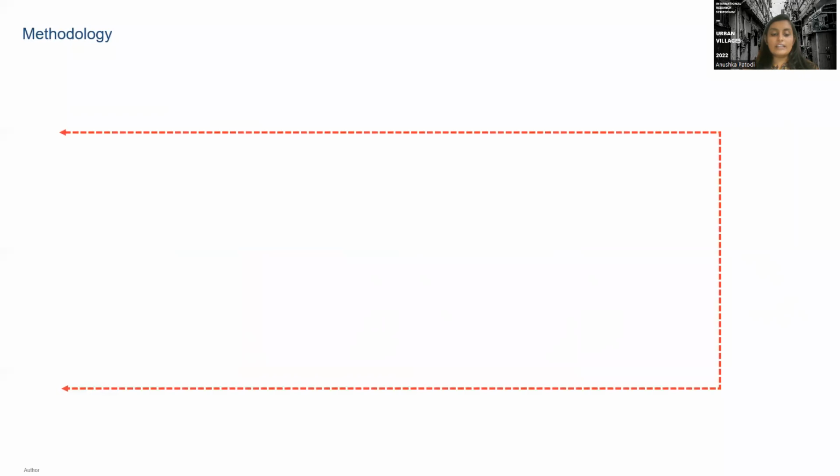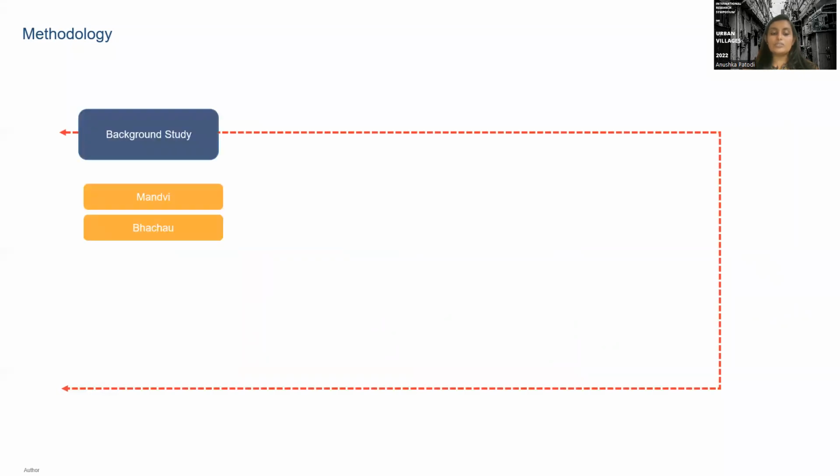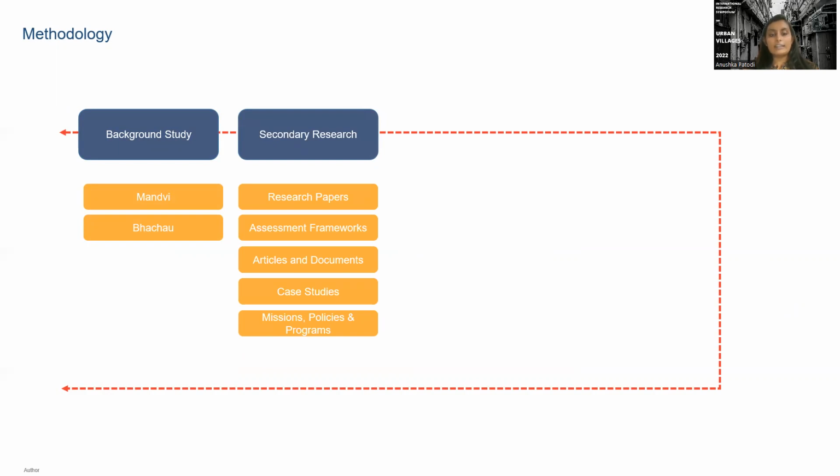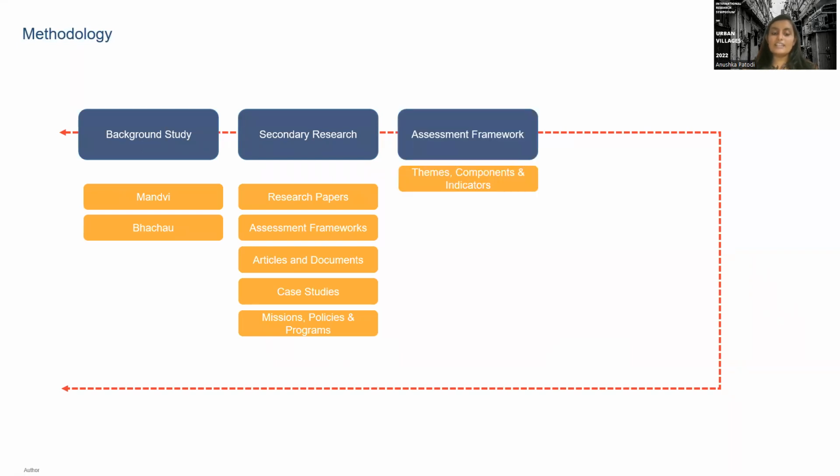The research started with a background study of urban centers through secondary resources like research papers, assessment frameworks, articles and documents, case studies, missions and policies. This helped in understanding the context of the area and broadly helped in developing a framework that addresses the issue of water safety and security in the overexploited areas. This framework has themes and components. Under each component, there are multiple indicators.